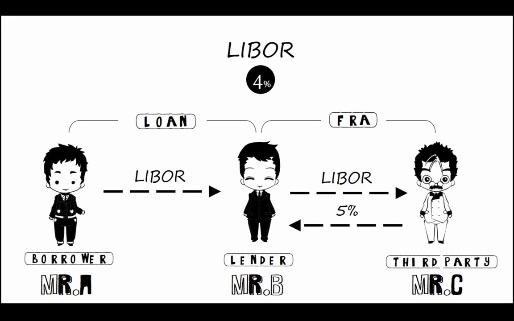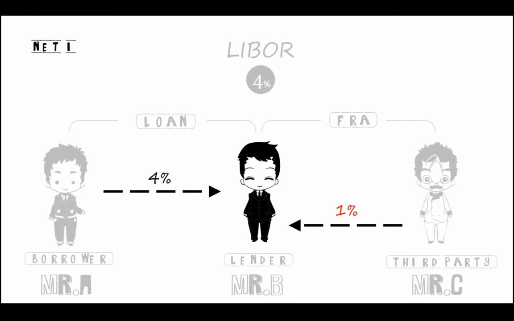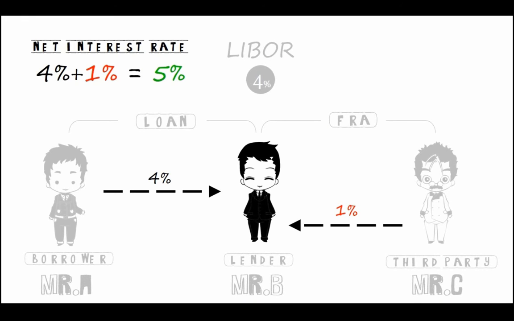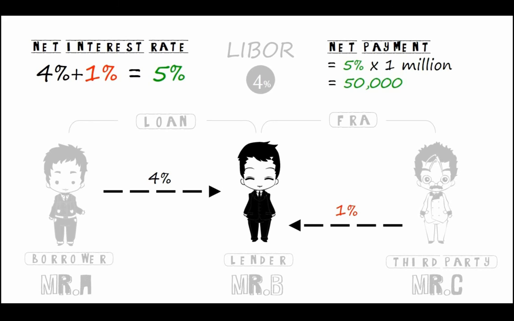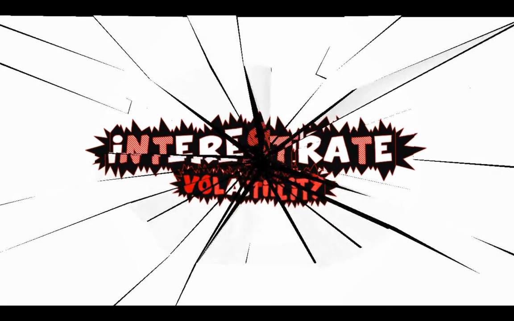Let's see another case. Suppose LIBOR goes down to 4%. So, Mr. A will pay Mr. B 4%, and Mr. B will pay Mr. C 4%. But, again, only the net amount will be paid. Finally, Mr. B will get net 5% interest rate, and the net amount he will get is $50,000, which is equal to the previous case. As you can see, no matter what the case is, Mr. B will gain 5% fixed rate as he determined. So, interest rate risk is now gone.